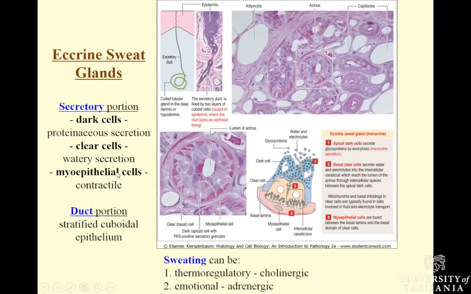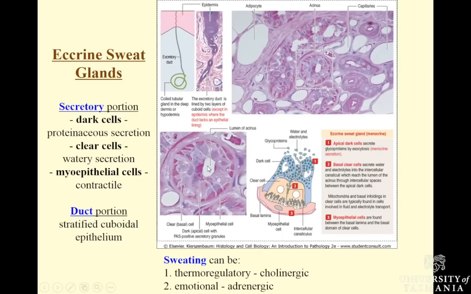And then thirdly, there's a third type of cell called a myoepithelial cell. And this is a contractile cell. We can see it sitting on the basal lamina here in pink. And that's responsible for contracting and helping to move the sweat through the ducts and then out onto the surface of the skin. So here we've got a magnified view of the secretory portion of the eccrine sweat gland.